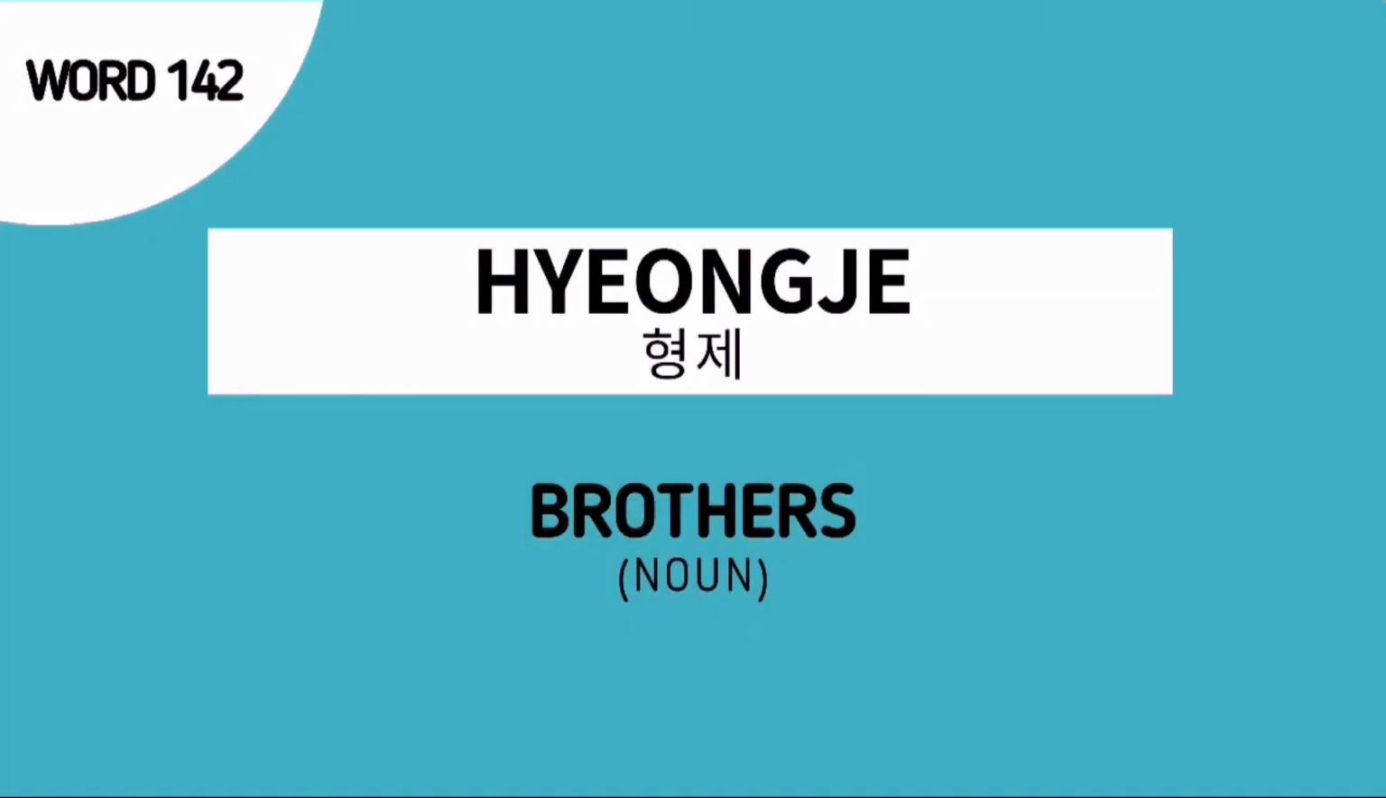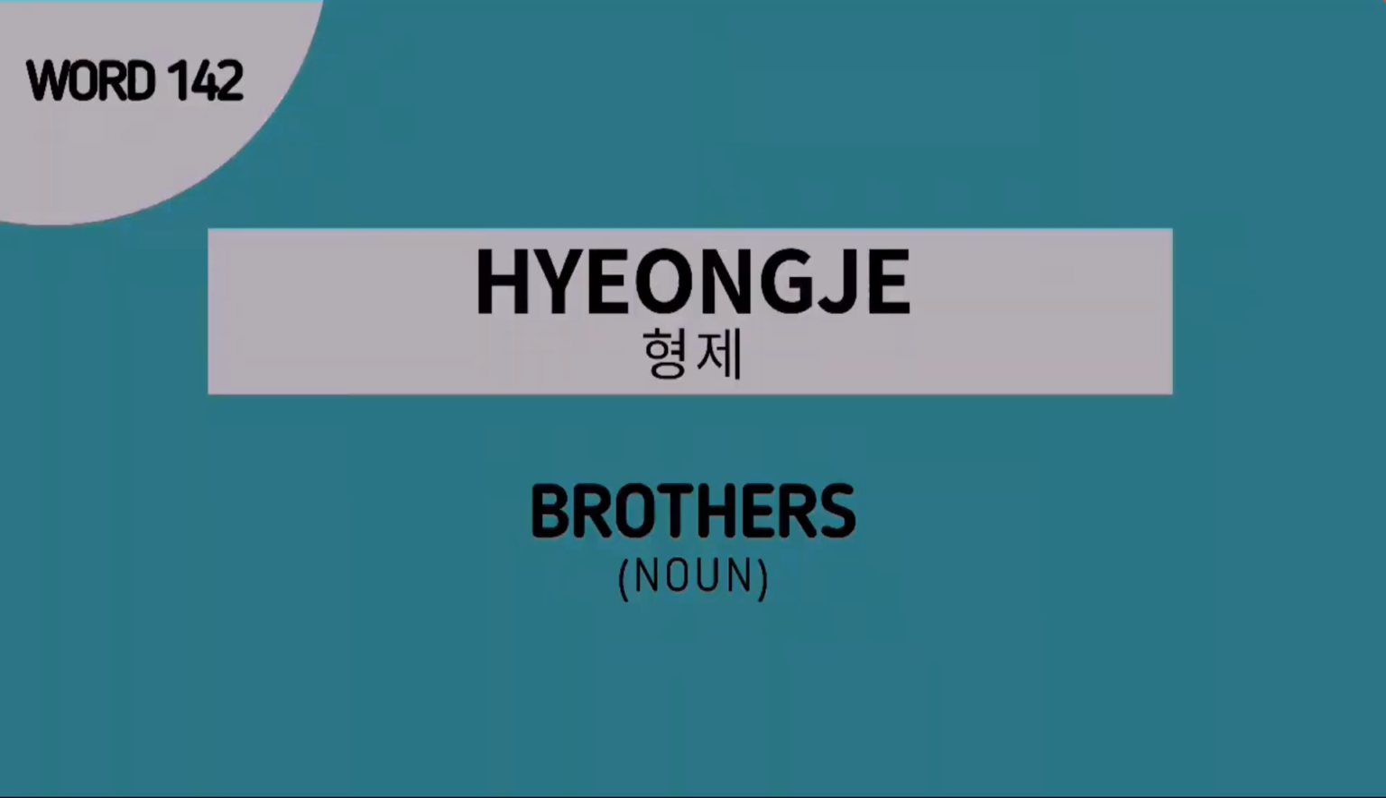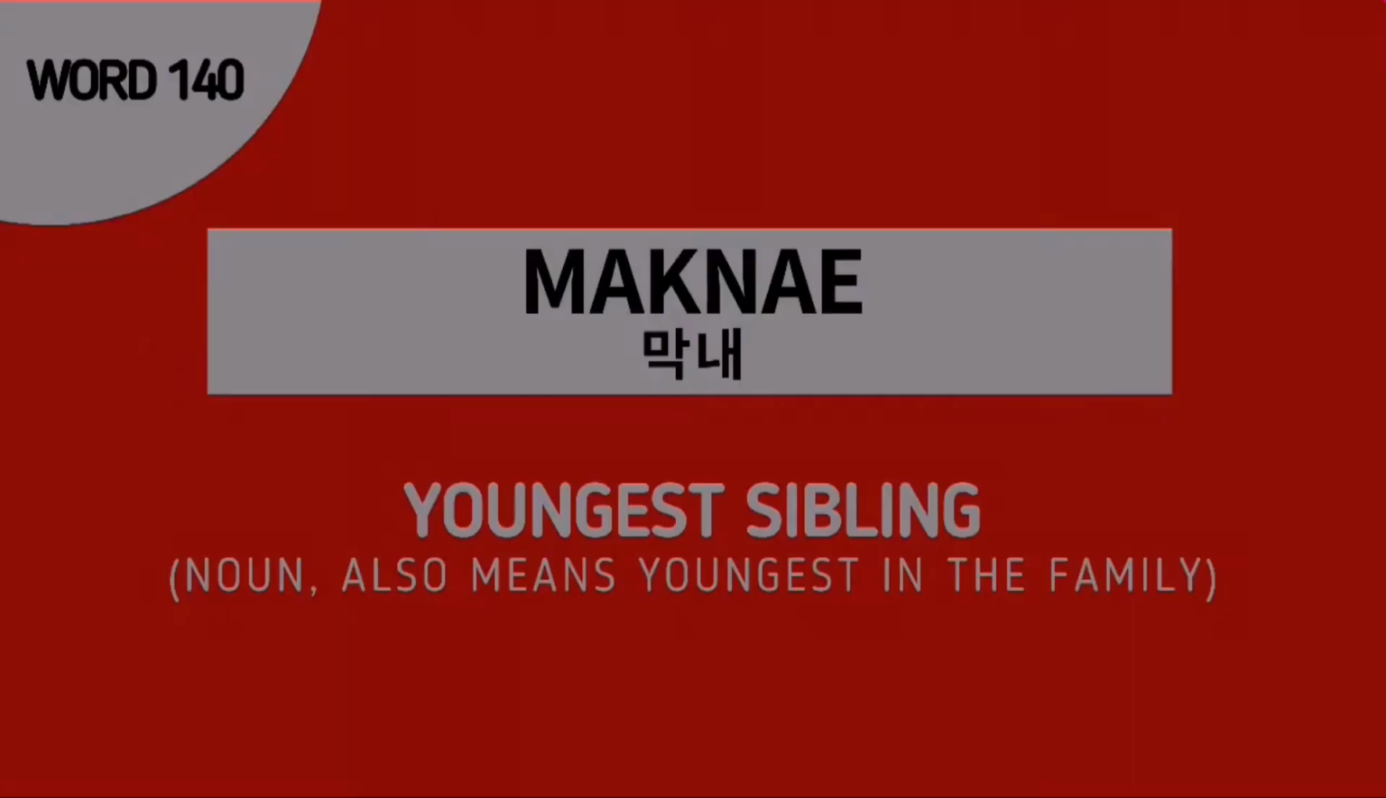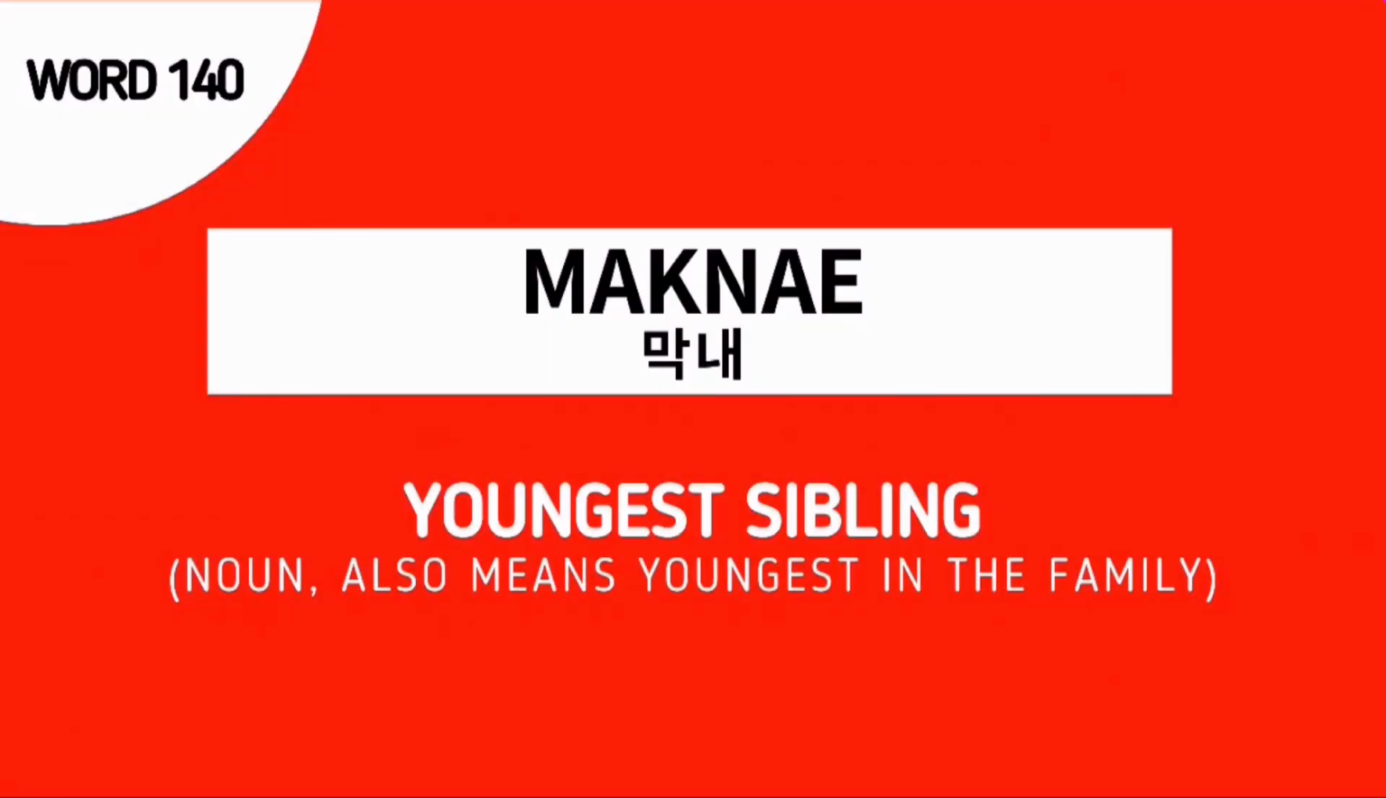Word number 142 is yongjae, and this is the Korean noun for brothers. Word number 141 is dongseng, and this is the Korean noun for younger sibling. Word number 140 is maknae, and this is the Korean noun for youngest sibling, or this could also mean the youngest in a family or group.